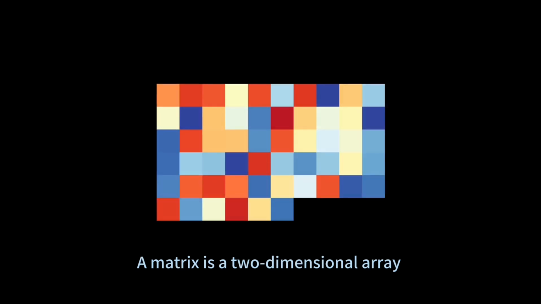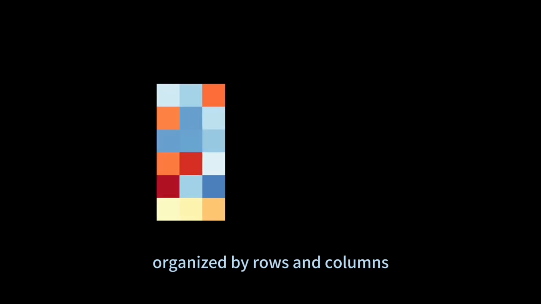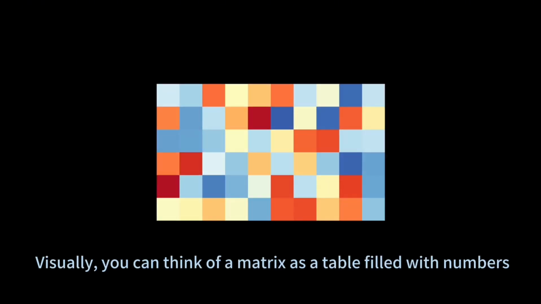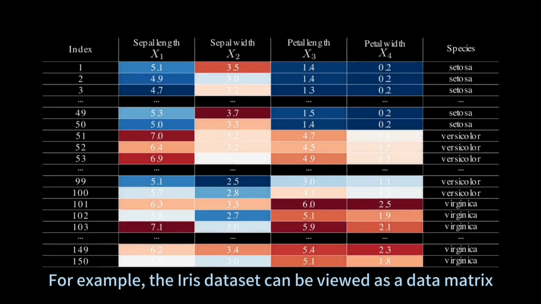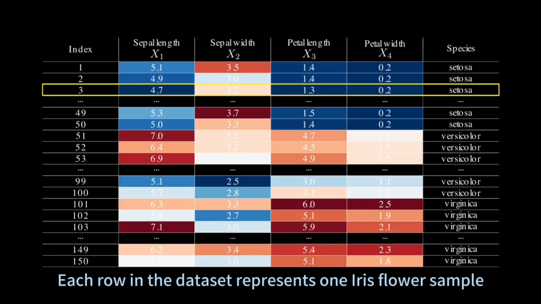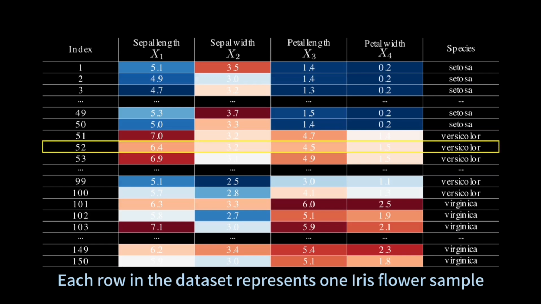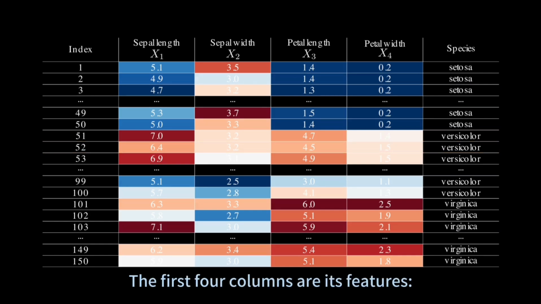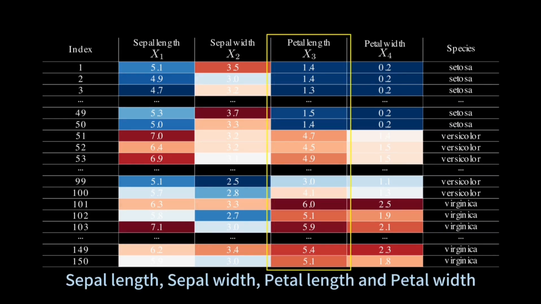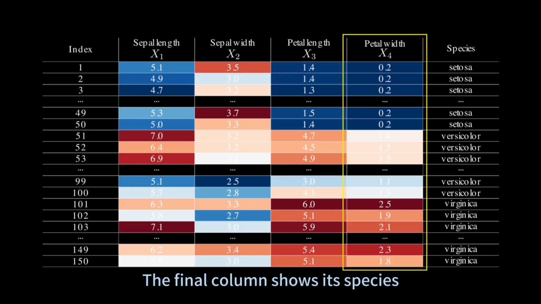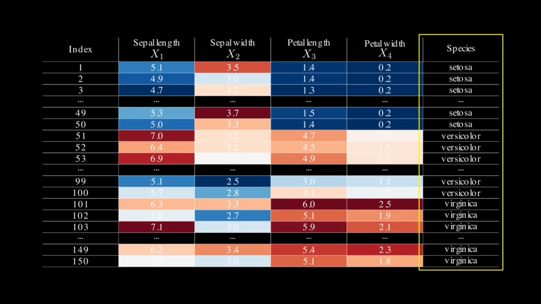A matrix is a two-dimensional array organized by rows and columns. Visually speaking, you can think of a matrix as a table filled with numbers. For example, the iris dataset can be viewed as a data matrix. Each row in the dataset represents one iris flower sample. The first four columns are its features: sepal length, sepal width, petal length, and petal width. The final column shows its species.